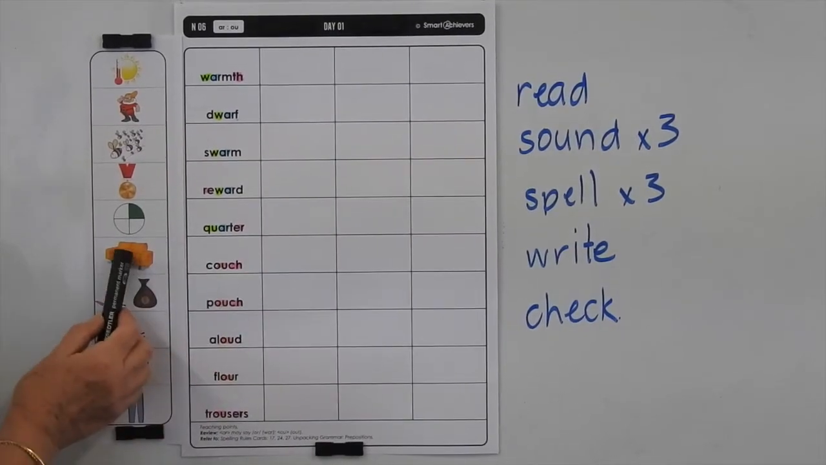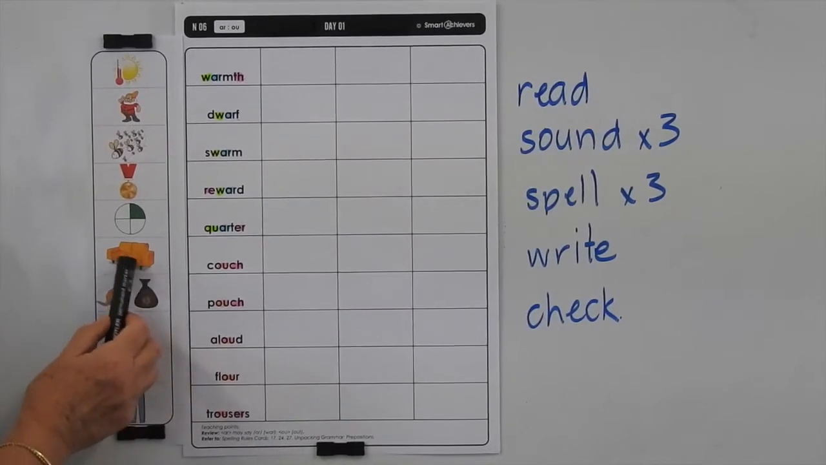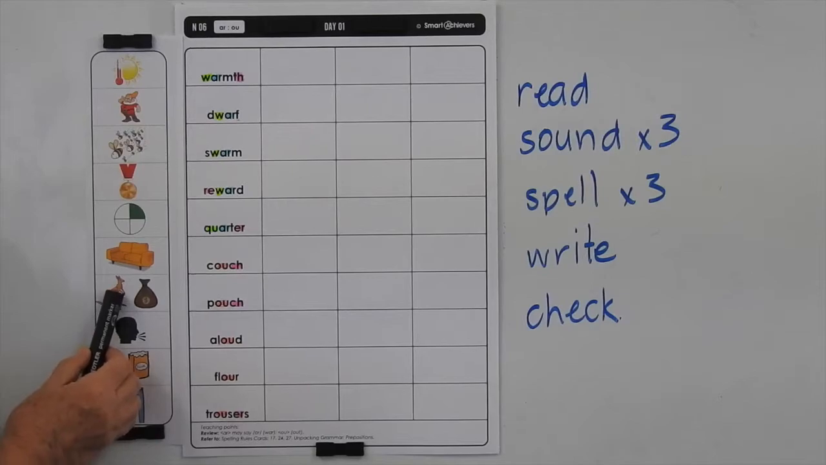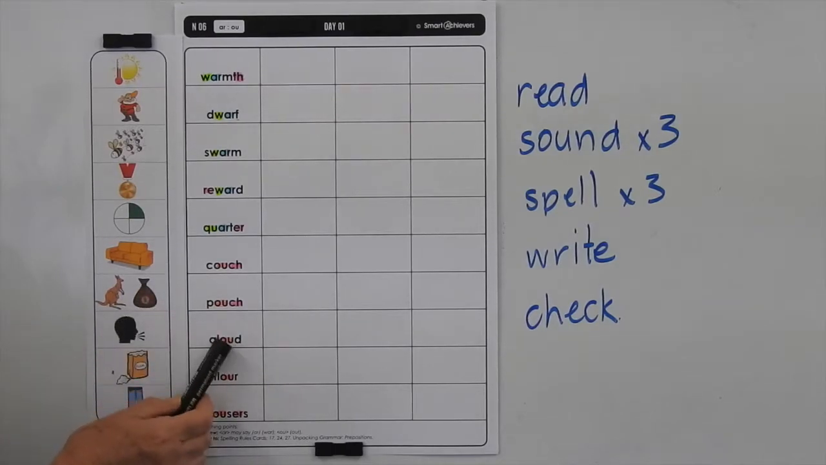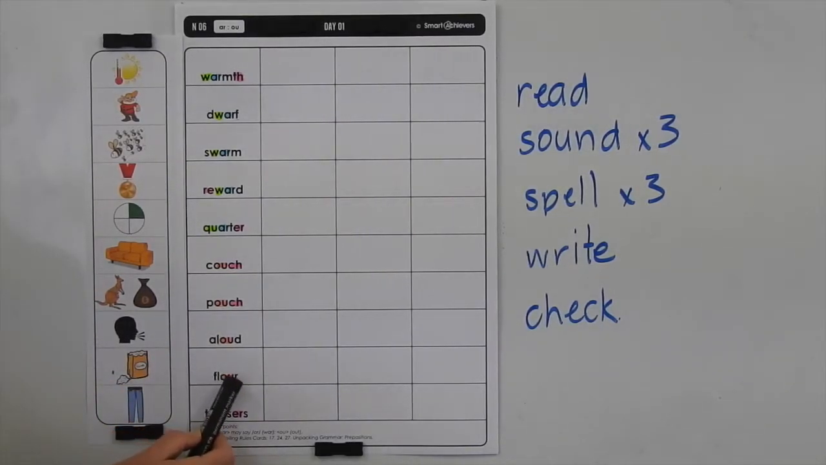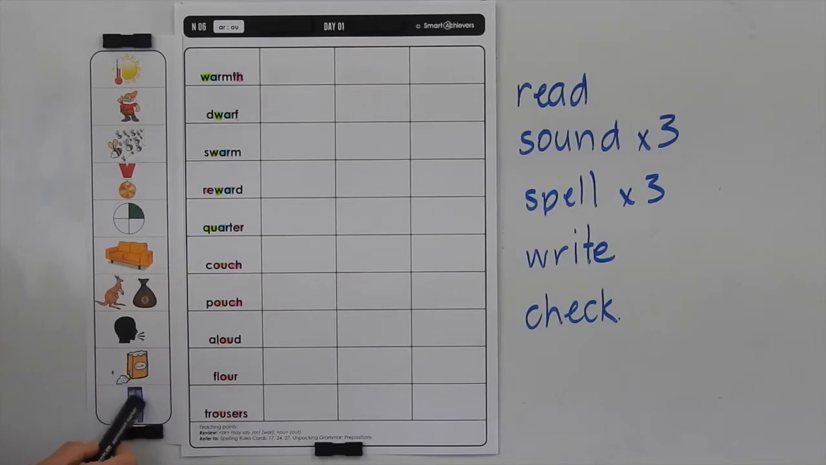The couch is a piece of furniture that you may have in your lounge room, like a lounge to sit on. A pouch is a pocket, like a kangaroo might have a little pocket for a joey, or it could also be a pouch that you carry around to hold money in. Aloud means when you make a noise that is loud enough for others to hear. Flour is when we grind wheat to make flour, and we use flour in bread. And trousers is a type of pant. It usually indicates a long pant leg.